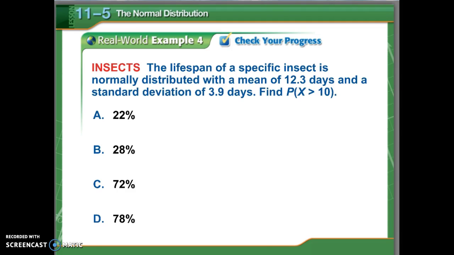Real quick, we got to check your progress for example 4. Go ahead and pause the video, read through the example. You're going to need your calculator, and you have your answer. Go on to the next screen. Our answer this time is C. 72% of the data is greater than 10. Then there's a mean of 12.3 and a standard deviation of 3.9. And that brings us to the end of the lesson 5.